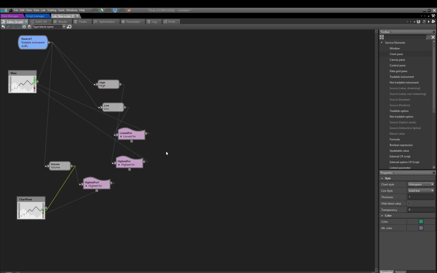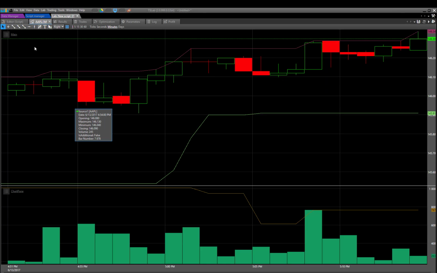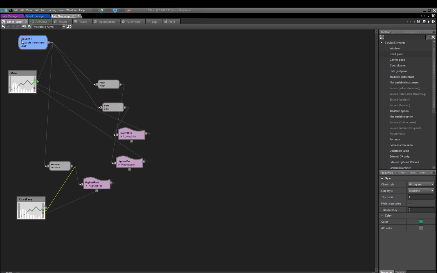Let's run our script. This is how high-low strategy looks in our chart. High is based on volume. Let's choose another period value, which differs from the default one, for all data I use.